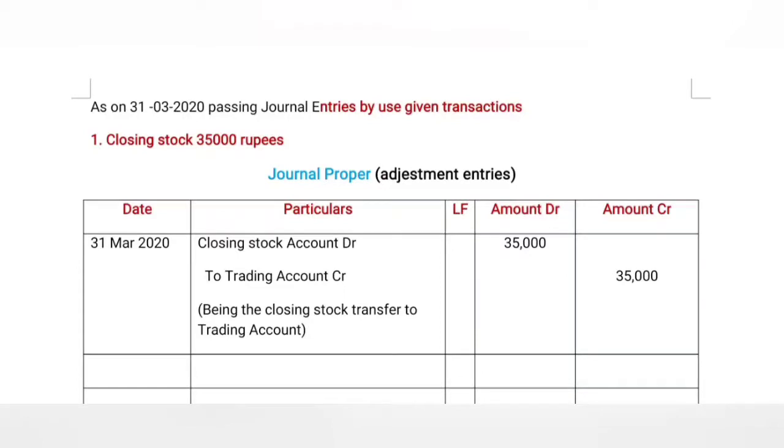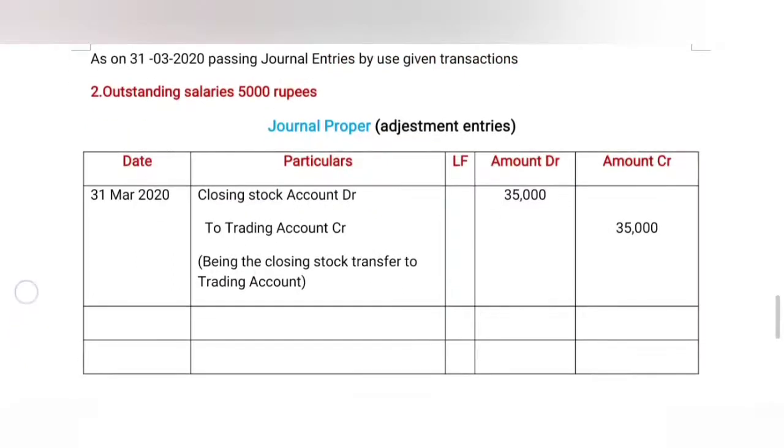Now we are coming to the amount column. Here the amount given in the transaction is 35,000 rupees, whereas the credit amount is also the same. After this transaction, we can transfer the amount to the credit side of the trading account.